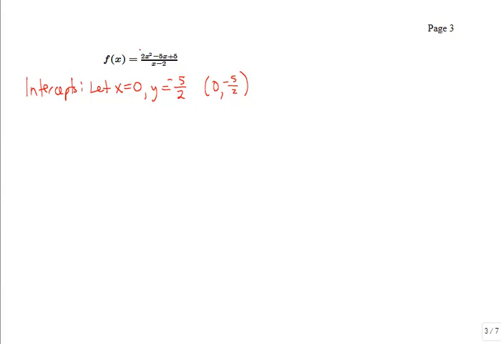Now, because this is a fraction, that means we are going to have asymptotes probably. So you're going to have a vertical asymptote whenever that denominator is 0, and that is going to happen obviously when x is 2. So we'll have one vertical asymptote at 2.